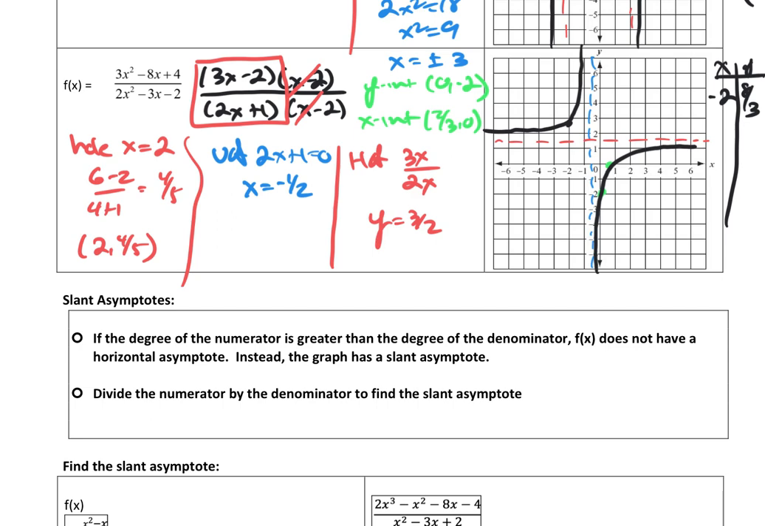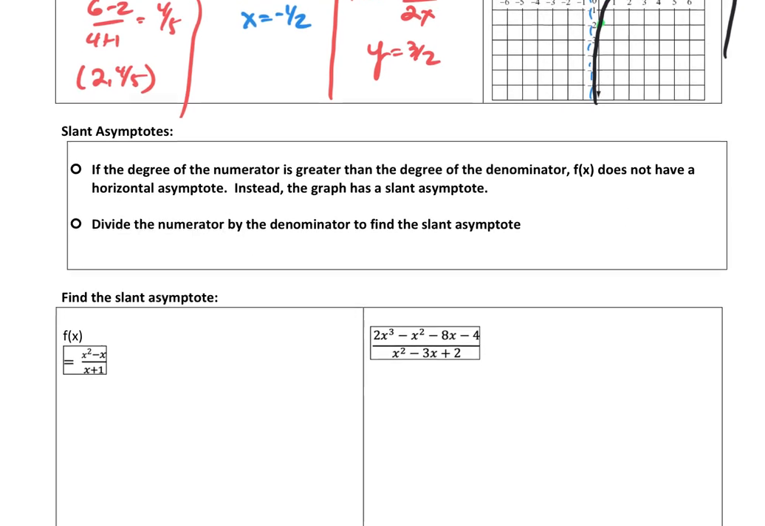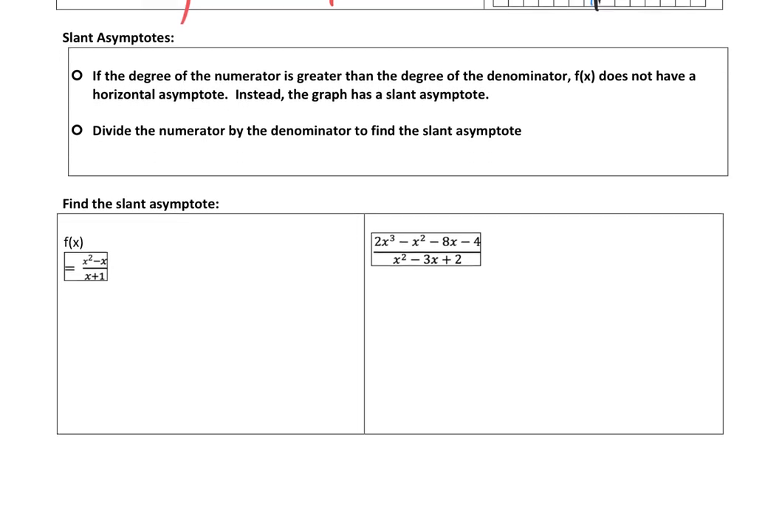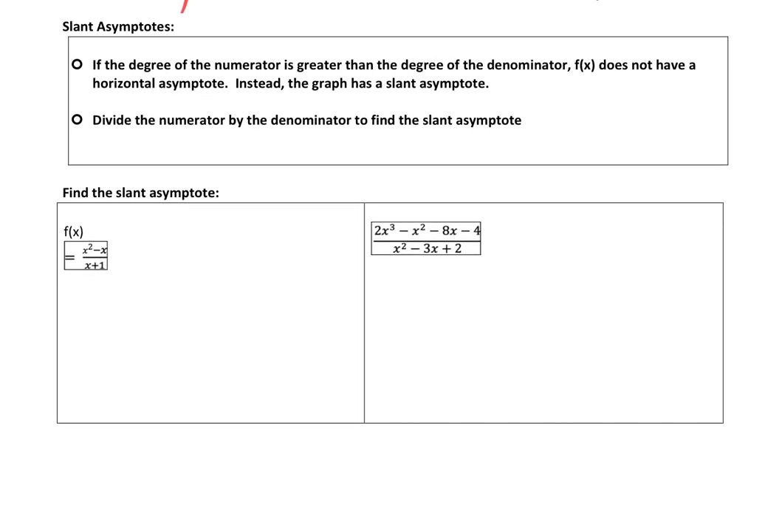All right, now we talked about scenario 3 the other day where we don't have horizontal asymptotes, and what actually happens is we have a slant asymptote. If the degree in your numerator is greater than the degree in your denominator, then f(x) does not have a horizontal asymptote, instead it has a slant asymptote. And to find the slant asymptote, what we're going to do is some long division, because when we're done, what we have is our slant asymptote minus the remainder.